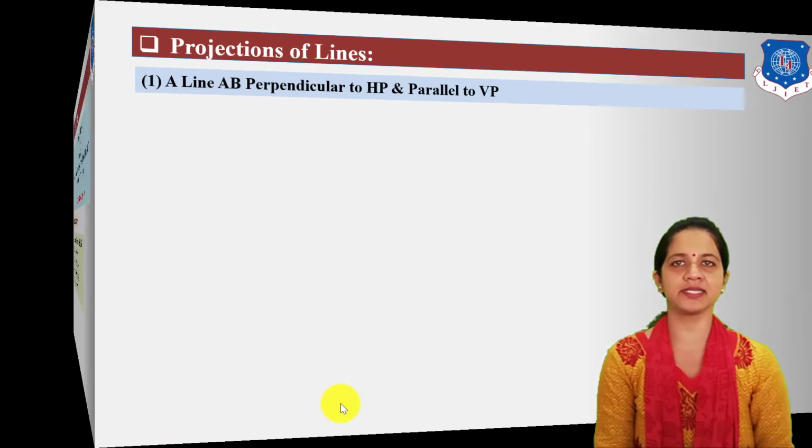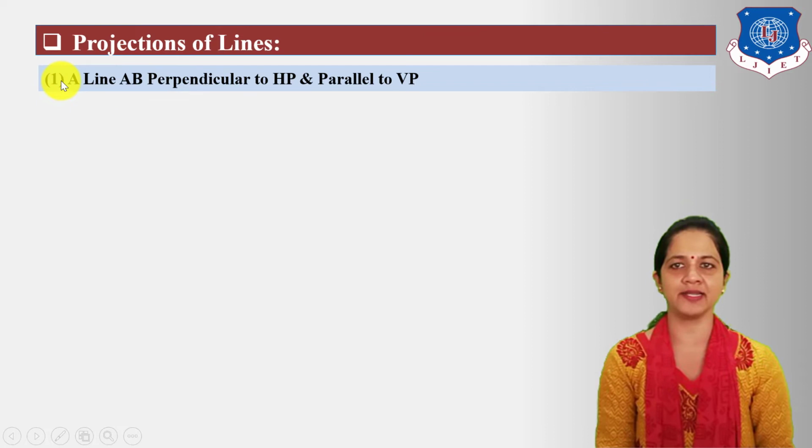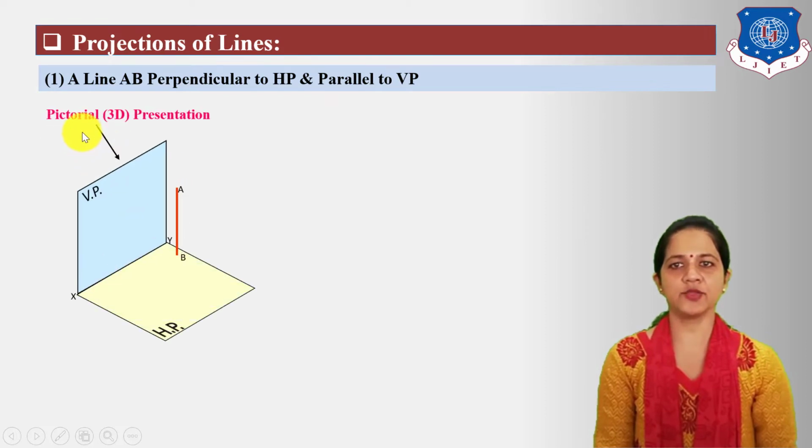Next, let us understand the first case of line, a line AB perpendicular to HP and parallel to VP. Here you can see the pictorial or 3D presentation of line AB in first quadrant, means both points of line AB are above HP and in front of VP. Here line AB is parallel to vertical plane and perpendicular to horizontal plane.